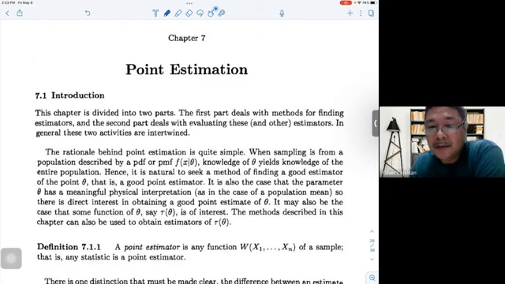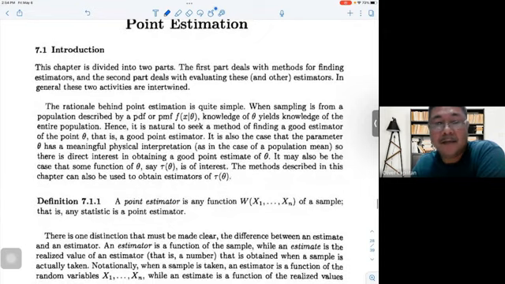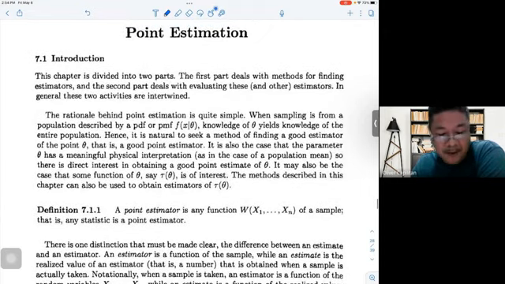So what is our coverage for this subject? For this subject, we have point estimation, then interval estimation, and then hypothesis testing. That is statistical inference. Okay, so let me proceed. Still have 6 minutes. Okay, point estimation.